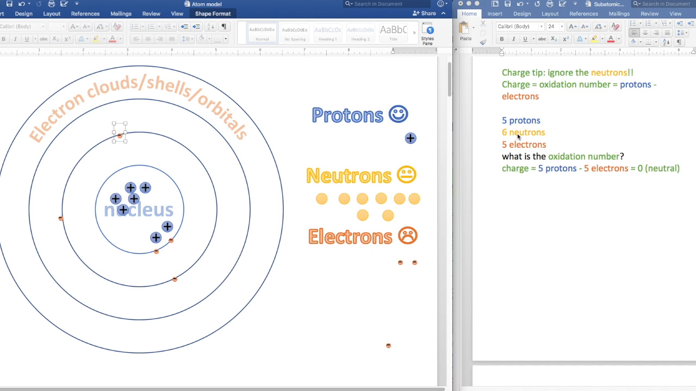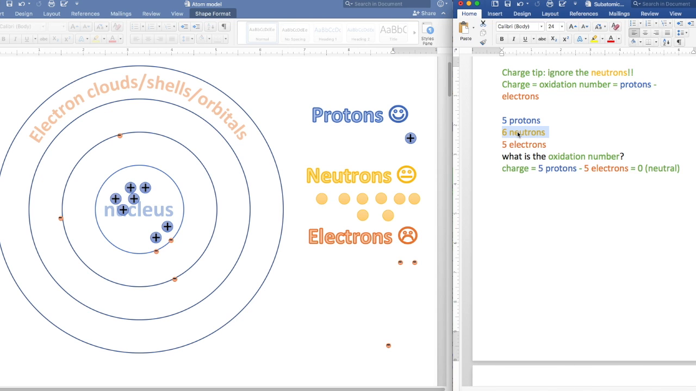So if you have 5 protons, 6 neutrons, 5 electrons, and they ask for the oxidation number, cross out the neutrons, and then you see, oh, I've got 5 protons and 5 electrons. Everything cancels, and it's neutral, or 0 charge or oxidation number is 0. Those are all different ways of saying the same thing.